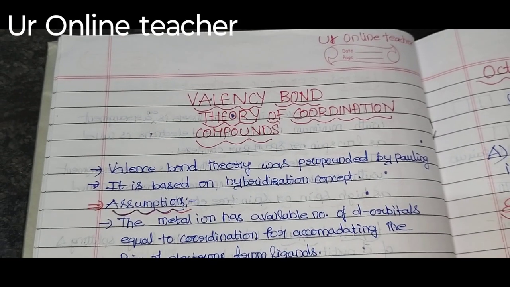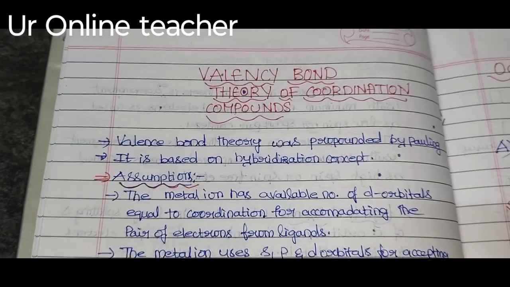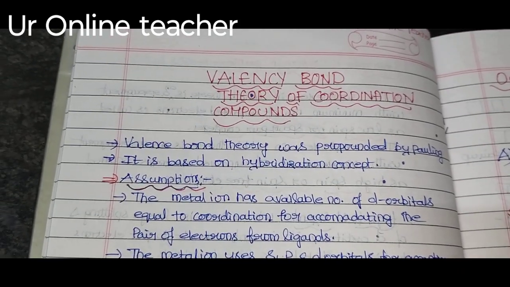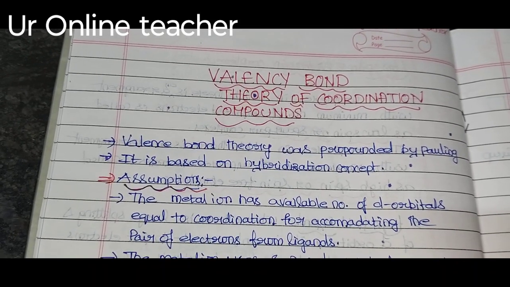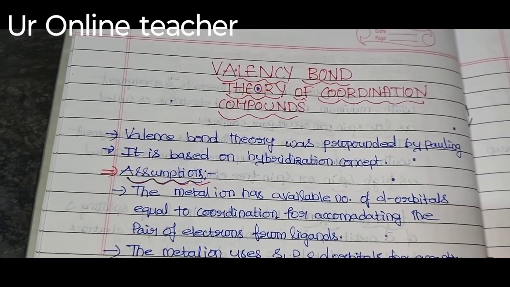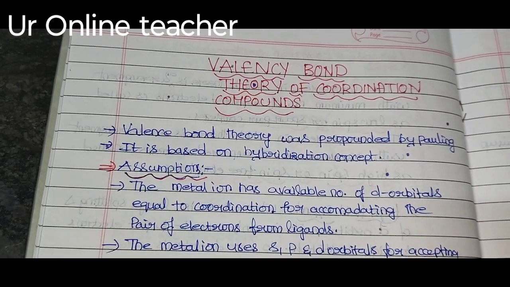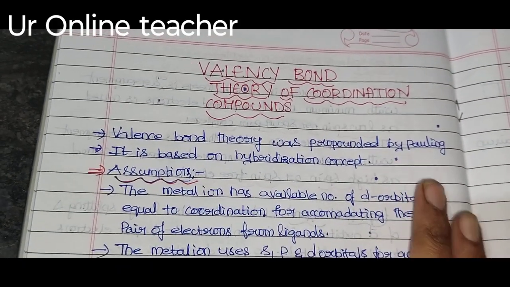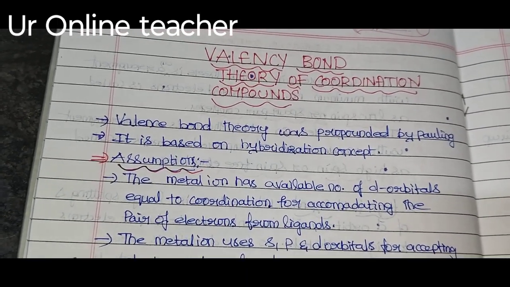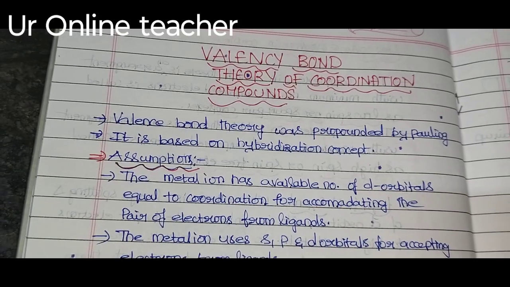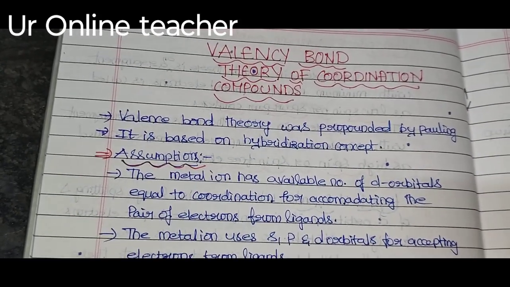Hi students, today I am going to explain valency bond theory of coordination compounds, an important topic in chemistry. Let's see, what is valency bond theory? It was proposed by Pauling, and it is based on the hybridization concept. This theory is based on how the hybrid orbitals are formed.